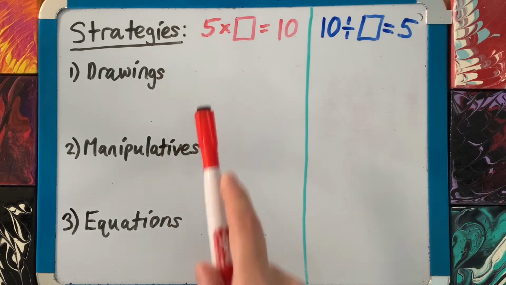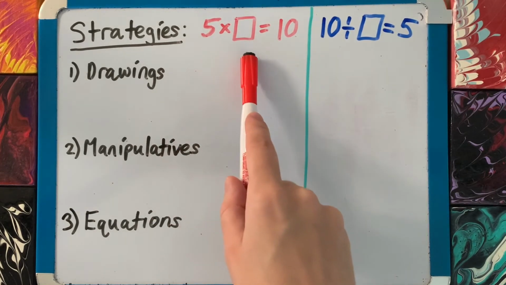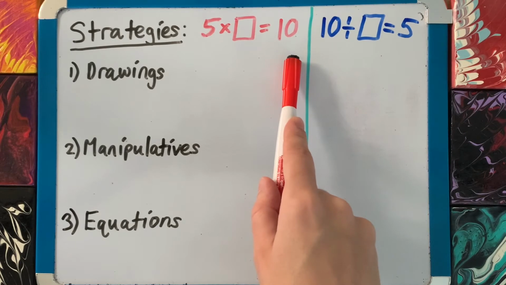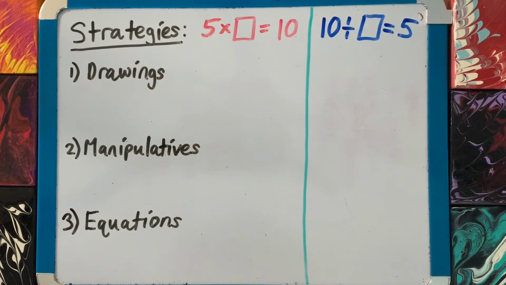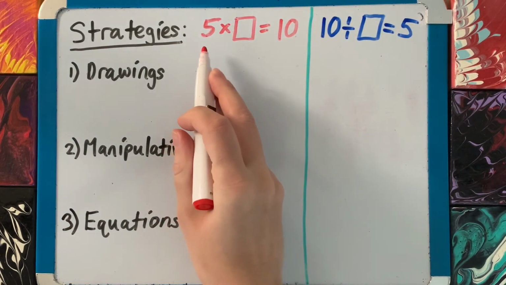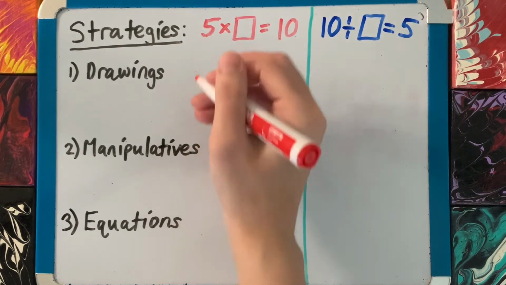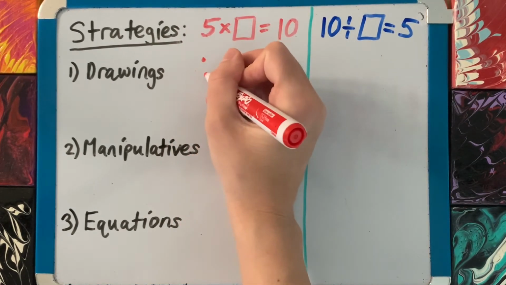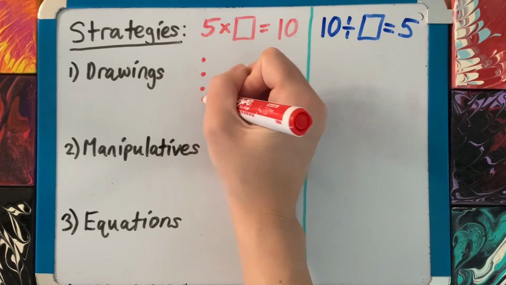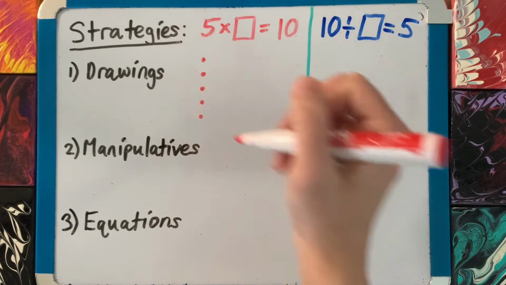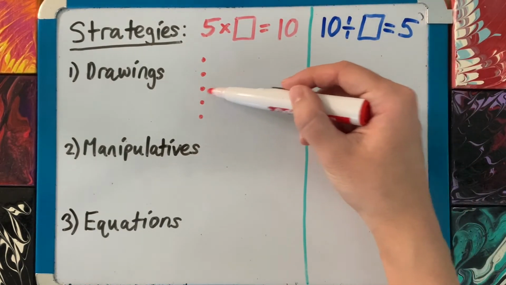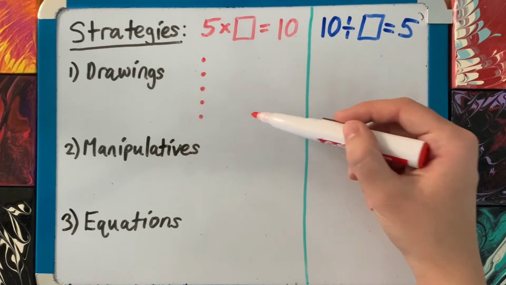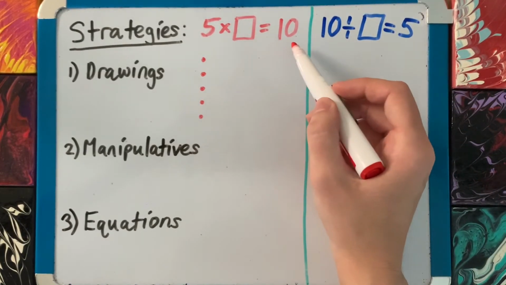So for our first multiplication problem here, we have 5 times blank equals 10. If we're using our drawings, then we know that 5 rows times blank columns is going to equal 10. So let's do 5 rows. So 1, 2, 3, 4, 5. So that makes 5 rows because rows are horizontal.